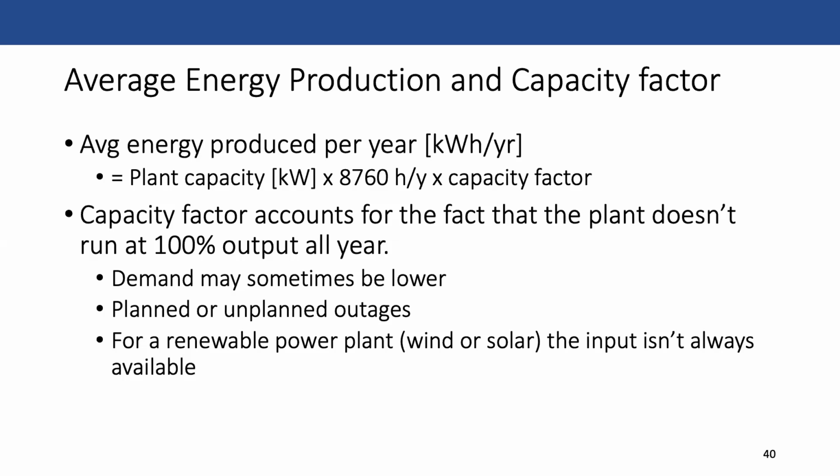You could have planned or unplanned outages. This is a little bit less common, although we saw some of that last year with the fires. And then you could have things like intermittent power, so things like renewables where you have wind or solar, right? If the sun isn't shining or if the wind isn't blowing, it's not going to be producing at its capacity.